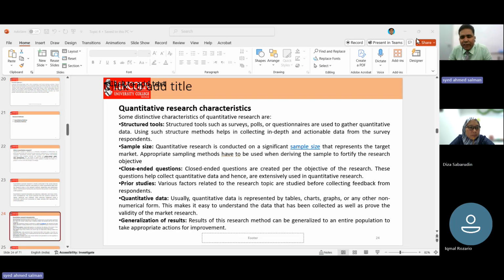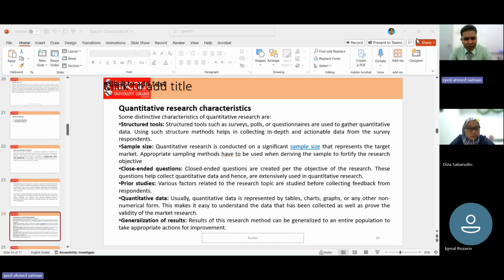Close-ended questions are created per the objective of the research. These questions help collect quantitative data and hence are extensively used in quantitative research. Prior studies, various factors related to the research topic are studied before collecting feedback from respondents. I told you all the time, empirical literature review is very important. You have to see the previous studies.